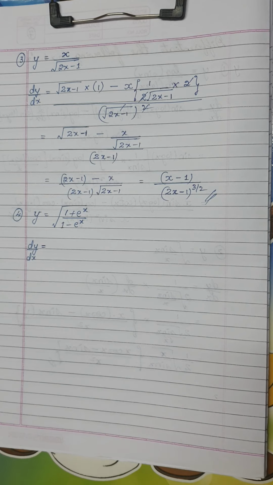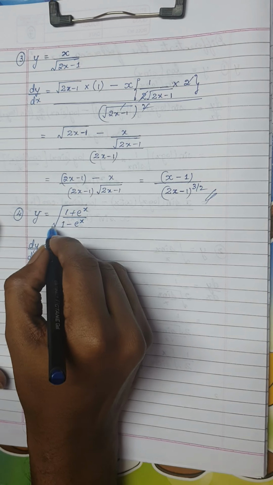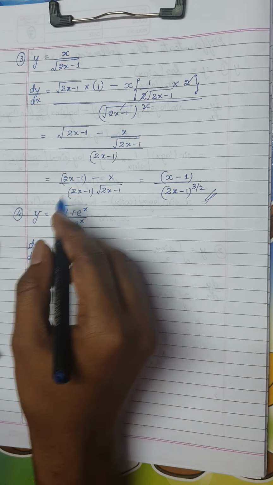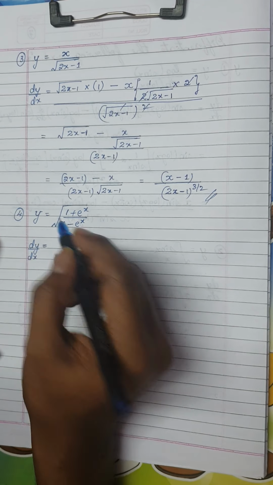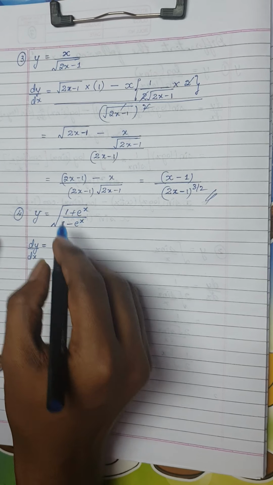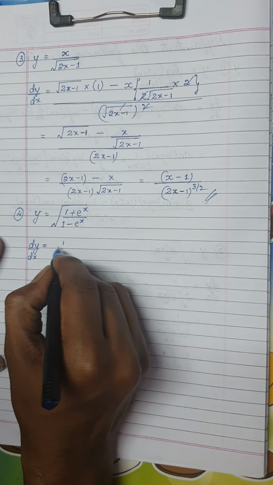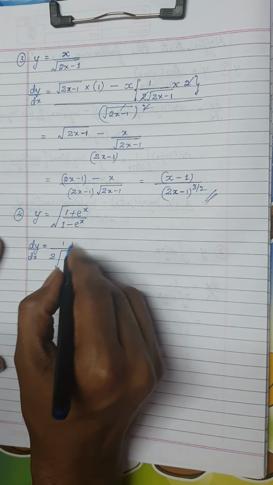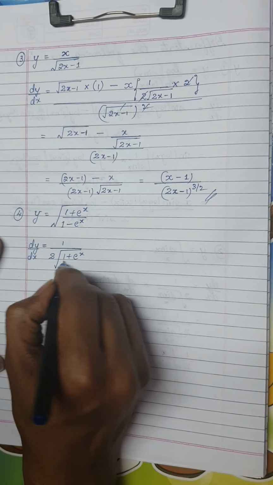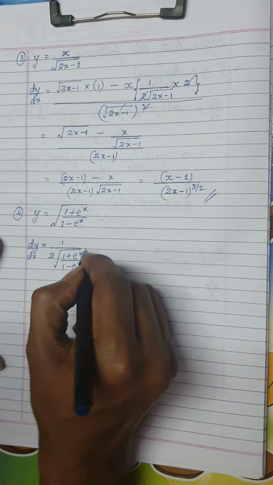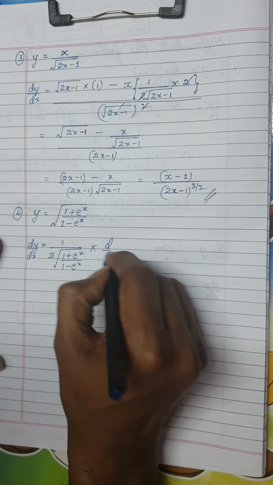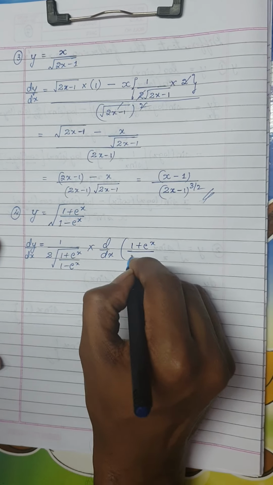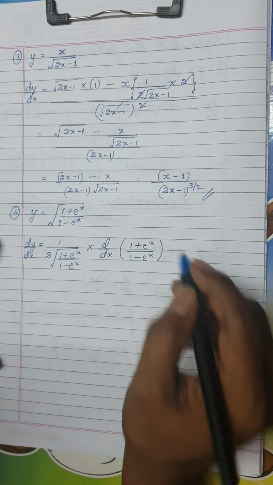We are moving on to the next question, dear ones. So I have y is equal to root of 1 plus e power x divided by 1 minus e power x. So we are using the derivative of root x type. So derivative of root x is 1 divided by 2 into root x, that is 1 plus e power x divided by 1 minus e power x, isn't it, into derivative of this, 1 plus e power x divided by 1 minus e power x.